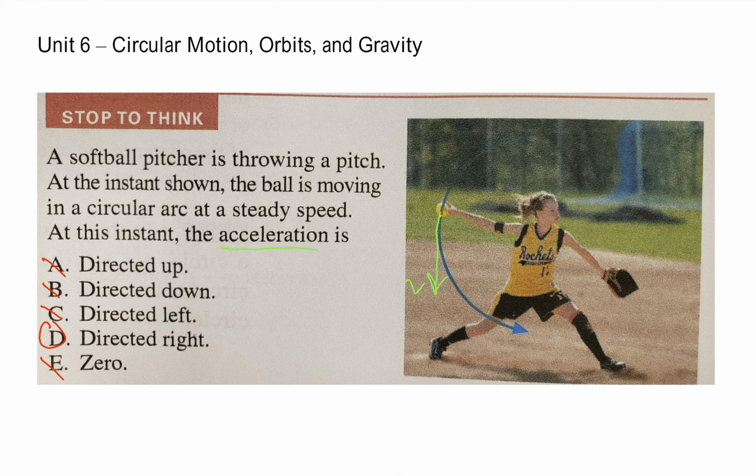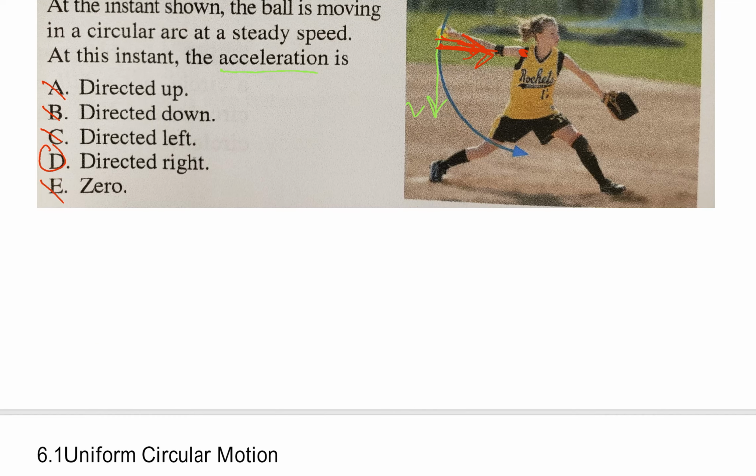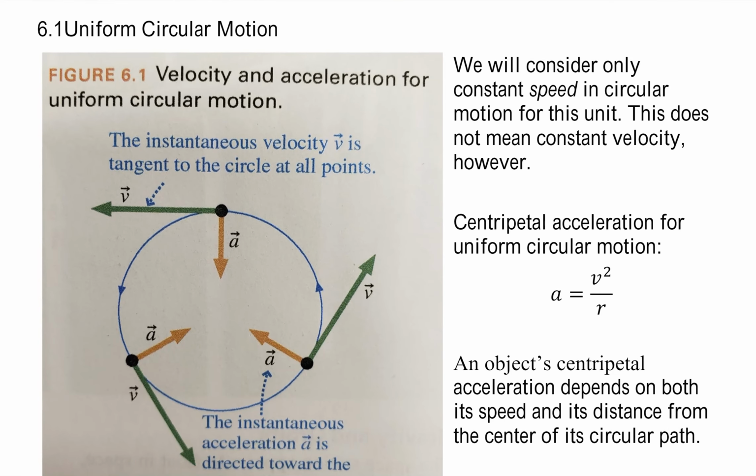The acceleration would be going in towards the center of the circle. So the center of the circle is at the lady's shoulder here. So directed directly into the center of the circle. Centripetal acceleration is what we're dealing with here. So it has to be directed directly to the right. So that's what we're doing in this entire chapter: uniform circular motion.